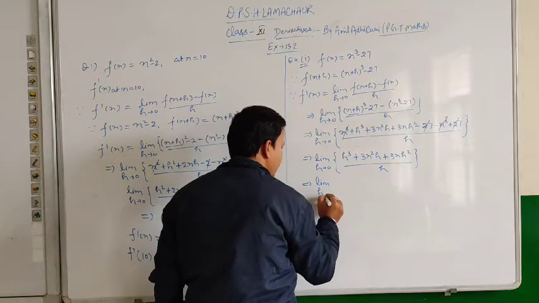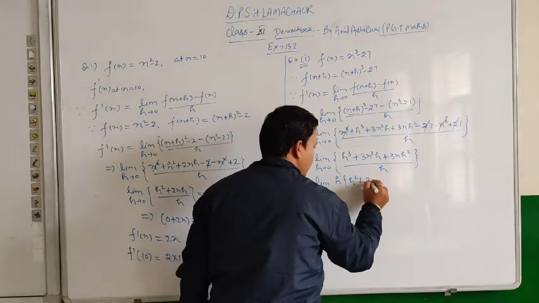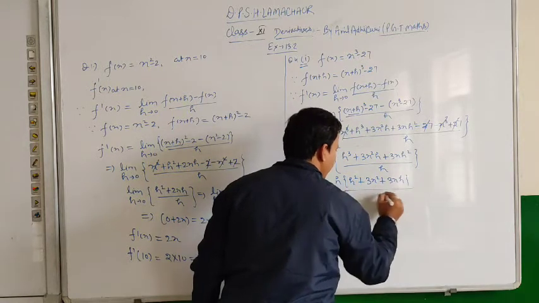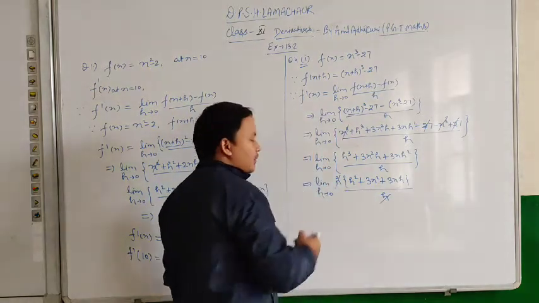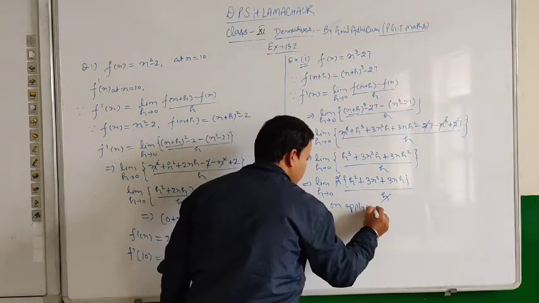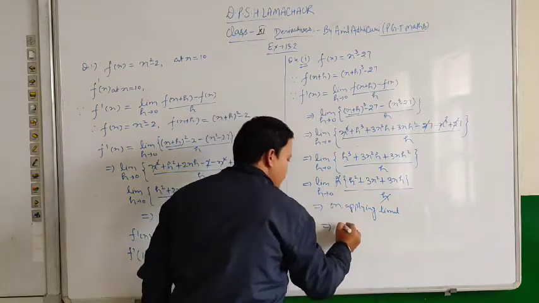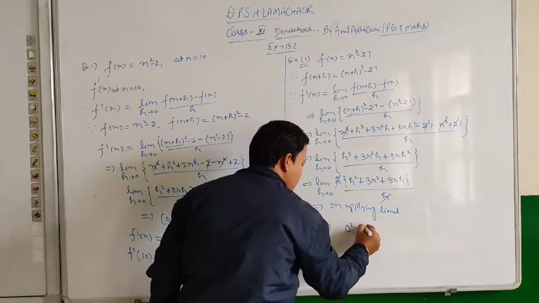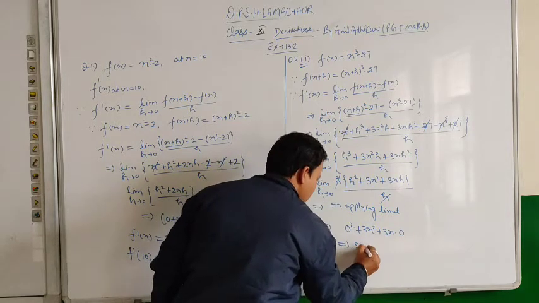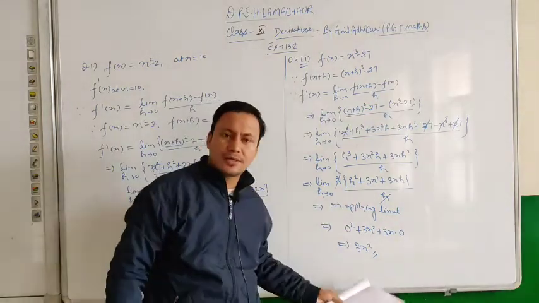So limit h tends to 0, taking h common from the numerator, we get h square plus 3x square plus 3xh divided by h. Okay. Now on applying the limit, put the value of h as 0 over here. So we get 0 square plus 3x square plus 3x into 0, that is, your required answer is 3x square. So the derivative of this given function x cube minus 27 is 3x square by first principle.